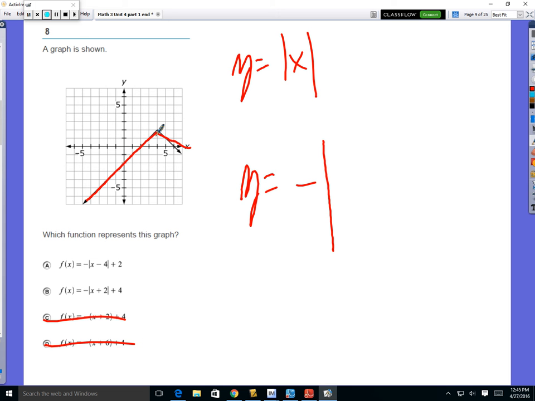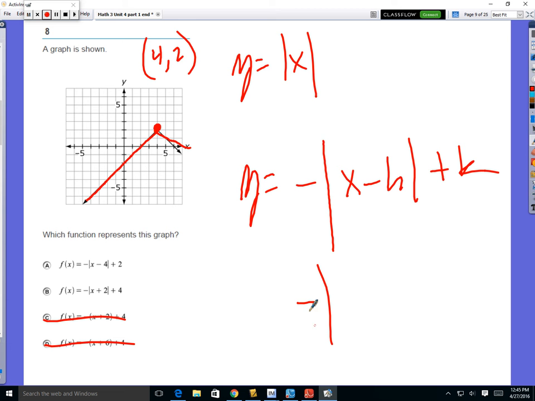Now the vertex is located right there. It is over 4 and it is up 2. So it's going to be absolute value of x minus h plus k. So what we're looking for is going to be negative out front, because that's what flips it upside down. Negative absolute value of x minus 4 plus 2. So we gotta go for A.